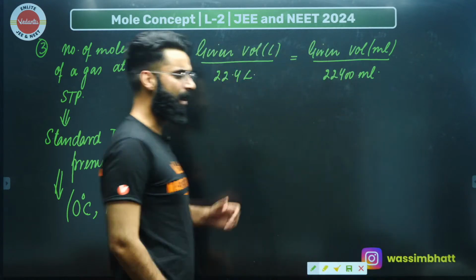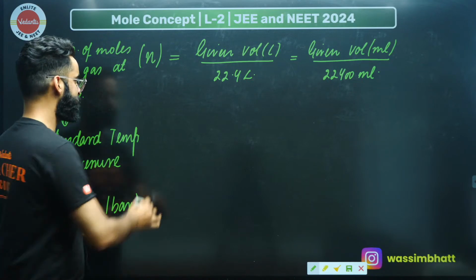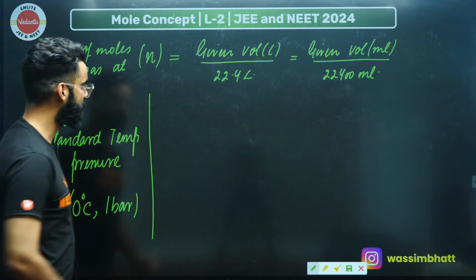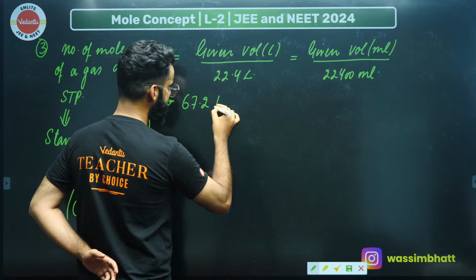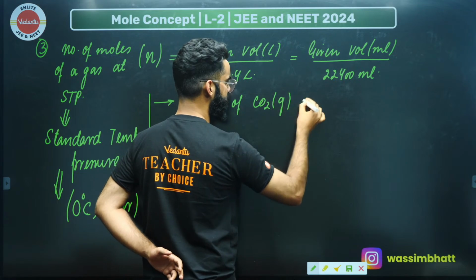Now the point is, how do I use this particular formula? See guys, see what you are going to do. For example, I'm writing a statement. The statement is something like this: 67.2 liters of carbon dioxide gas at STP.